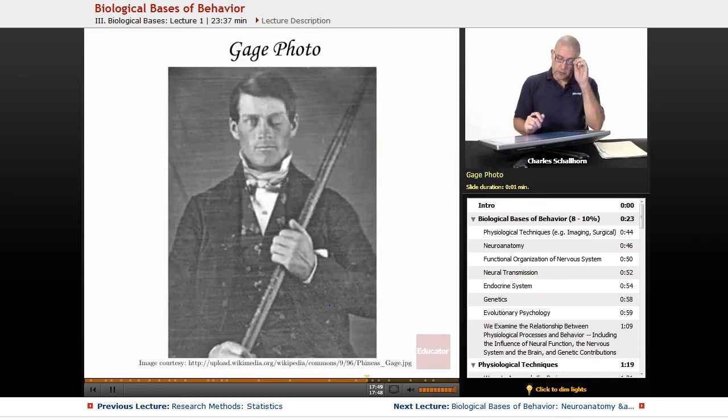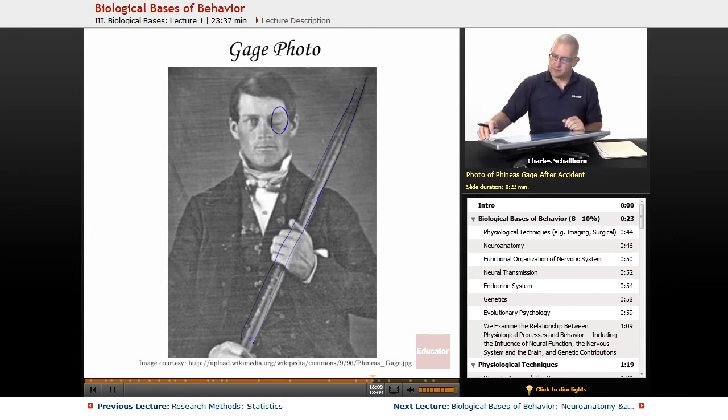And then here's an actual photograph. I don't remember if it's a photograph or another type of daguerreotype, I think is what it is. And you see here that he's blind in his left eye, his hair has grown over, but here, this is the actual rod. This is the actual steel rod that was 4 feet long that went through his skull, and he still survived.